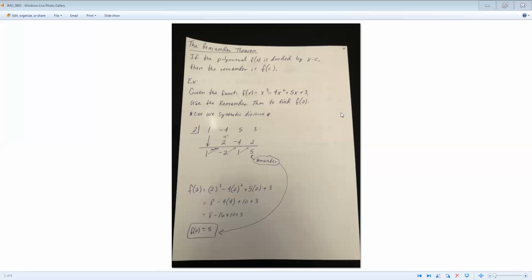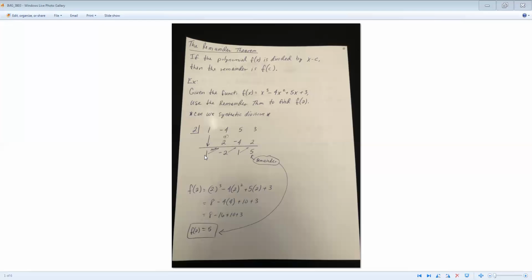So let's see how that works. Given the function f of x is equal to x cubed minus 4x squared plus 5x plus 3, use the remainder theorem to find f of 2. We can use synthetic division to do this. Take this 2, put it up here in your mini partial square. We use the coefficients of what we were dividing into. So we have 1, -4, 5, and 3. Put those right here. Drop the 1.